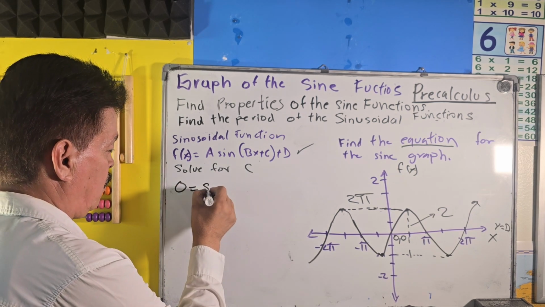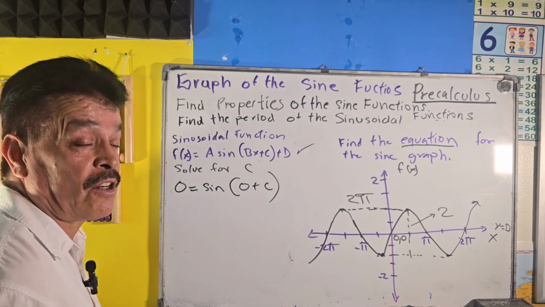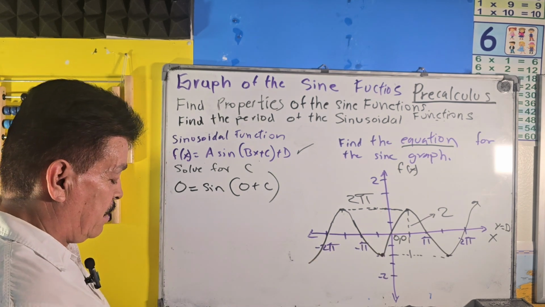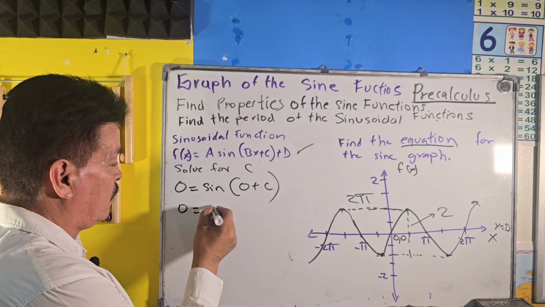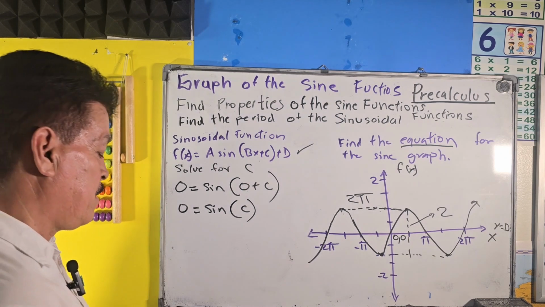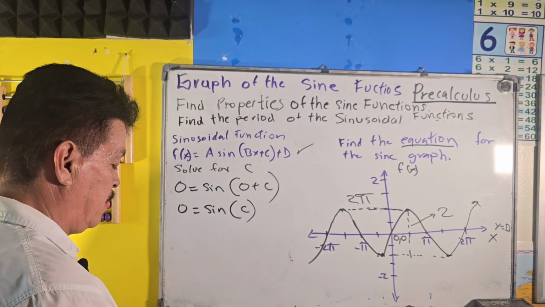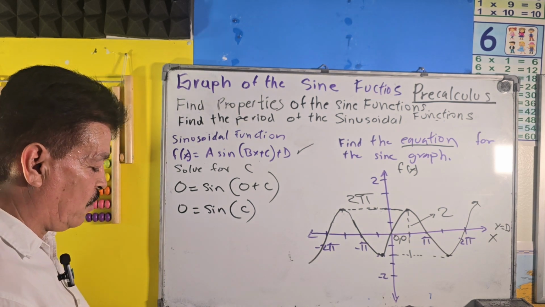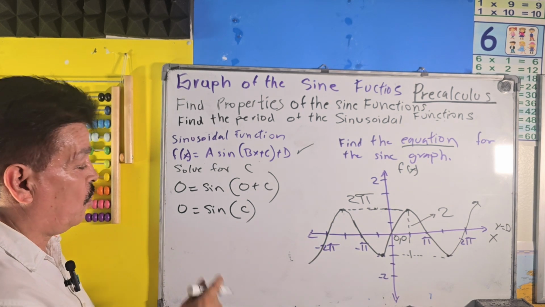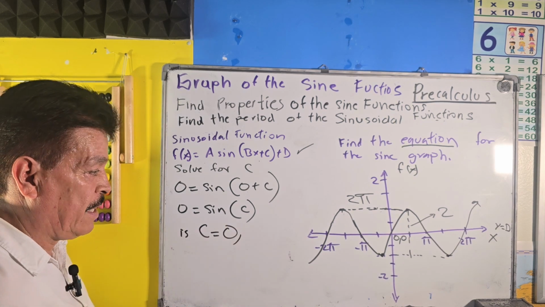0 equals sine 0 plus c. So d is 0 too, remember? And then x is 0 too. Okay. So 0 here, 0 equals sine of c. See? The value of c that makes the equation true. So c equals 0. All right.